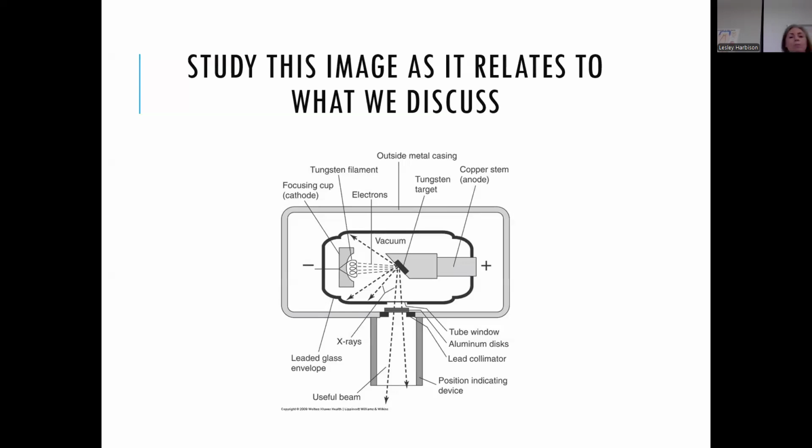Okay, and there are some other parts, like if you look at the slide on 7, you'll see down below it says tube window, aluminum disc, lead collimator, and so on. We're not going to learn about those yet. We're going to learn about those maybe next week, I think, if I remember the PowerPoints right. So there's a few more parts to learn, but I really wanted you to be able to visualize what we just talked about, because now I'm going to talk about the generation of it. And I just feel like it will be easier if you have a picture in your head.